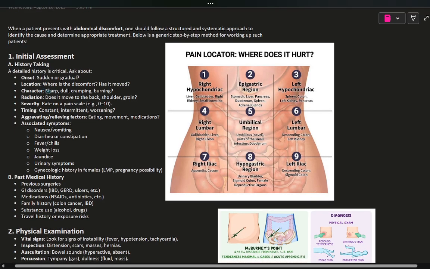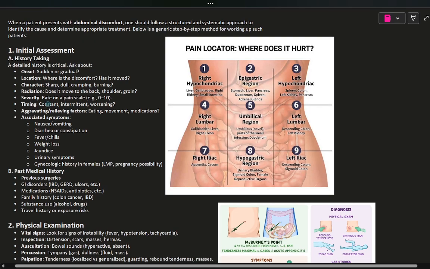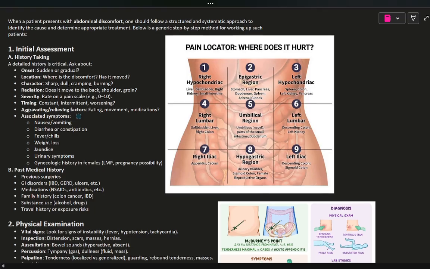Ask about the character of the pain. Would the pain be described as sharp, dull, cramping, or burning? Does the pain also move to the back, shoulder, or groin? So that's inquiring about the radiation of the pain. Also ask the patient to rate the severity of the pain from the scale of 0 to 10. 0 being minimal pain, 10 being the worst pain that they have ever experienced.